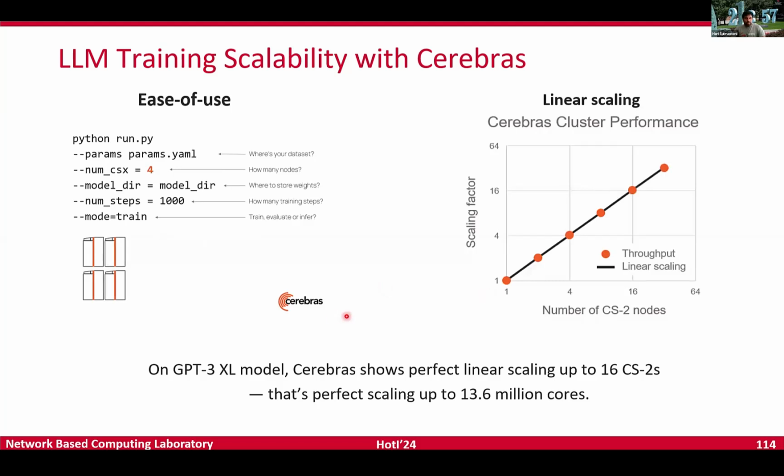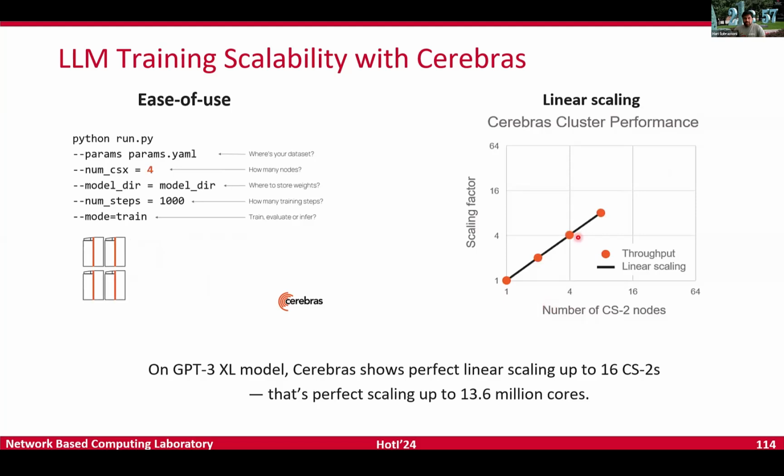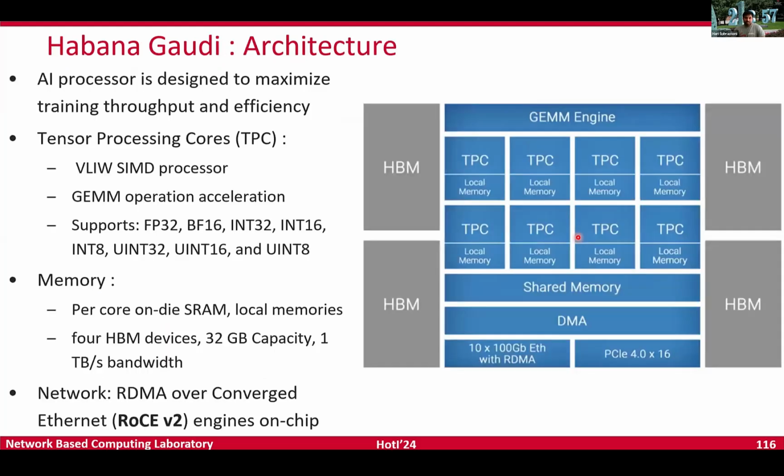Getting back to Cerebras, this is how they're able to scale out. We can see that they are able to achieve very near linear scaling. The other AI architecture that we are going to look at will be the Habana Gaudi. This was a separate company which Intel acquired for a couple of billion dollars several years ago. One major difference between Habana and other architectures is that they have the network on the chip itself. So you don't have to go out of the chip to reach the network. They have a bunch of tensor processing cores, a lot of on-chip memory, and RDMA over Converged Ethernet v2, RoCE v2, engines on the chip itself.